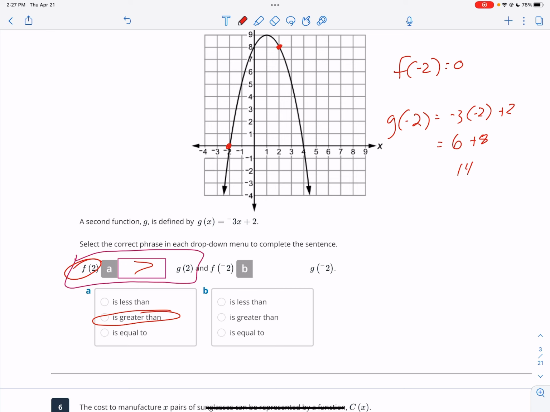0. So when we're comparing these things, we have f of negative 2, which is 0, is for sure less than g of negative 2, which is 14. So yeah, still the same answer.